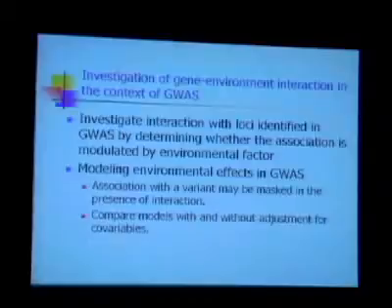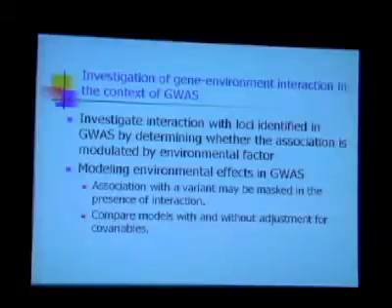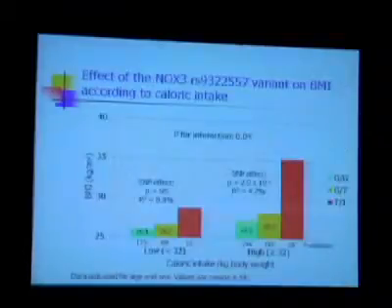So how can we address gene-environment interaction in the context of GWAS? I think we need to investigate interaction with loci that have already been associated with some trait or disease in genome-wide association studies by modeling the environmental effects. So I will give you some examples of this.